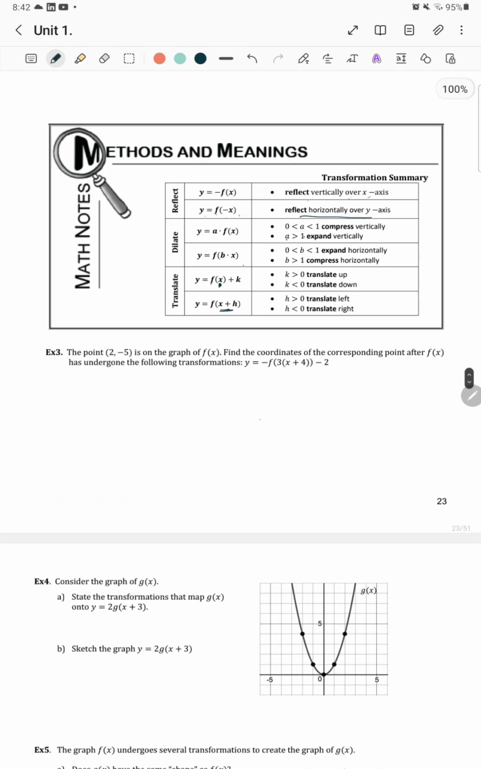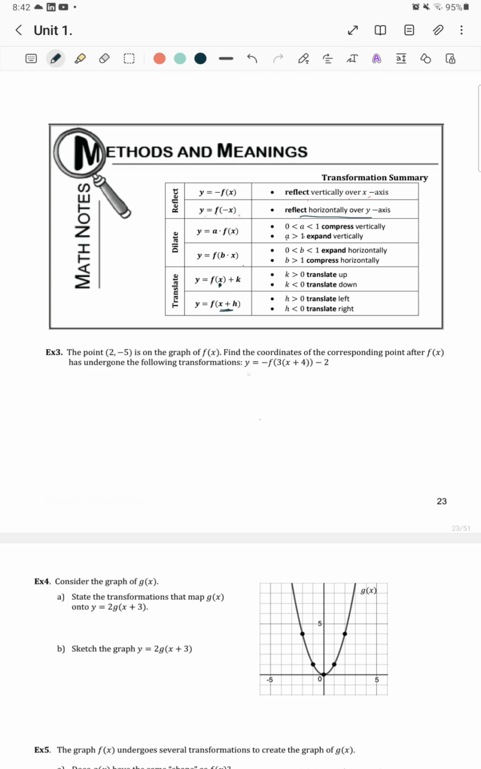The point negative 2, negative 5 is on the graph of f of x. Find the coordinates of the corresponding point after f of x has undergone the following transformations. Now we are given the function f of x, and f of x has the point negative 2, negative 5. So we need to find the coordinates of the corresponding point after f of x has undergone the following transformation.